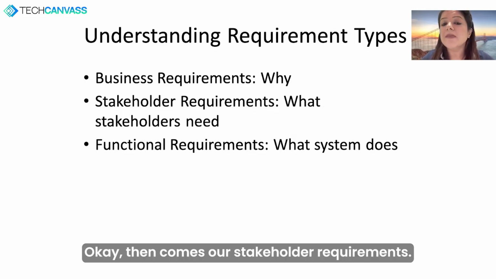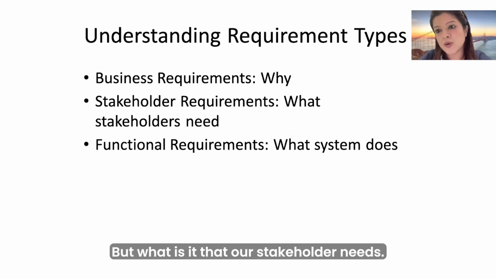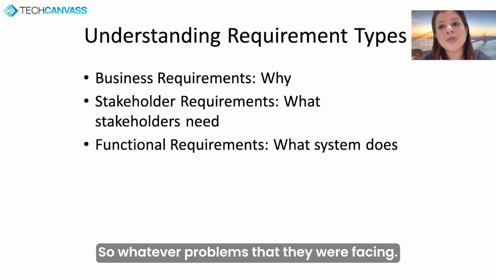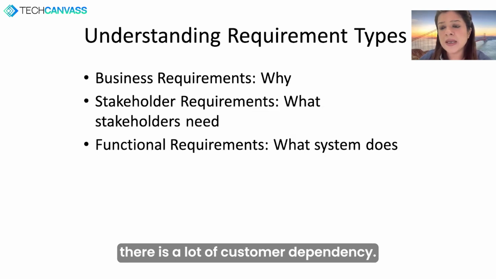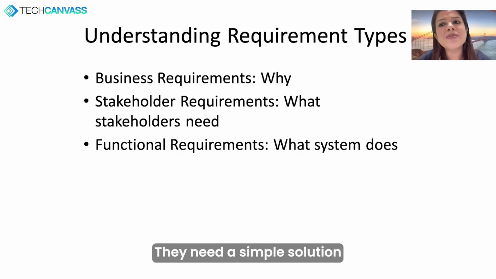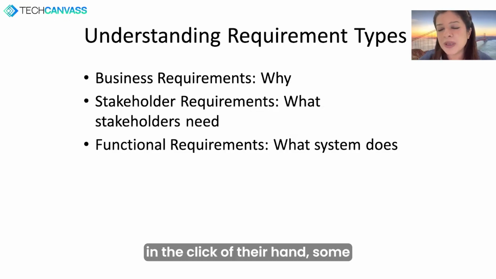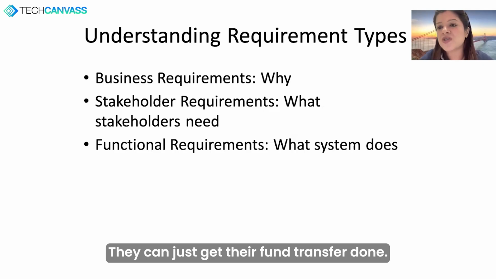We always keep our business requirements solution agnostic. Okay. Then comes our stakeholder requirements. So basically, the stakeholder requirements are nothing but what it is that our stakeholder needs. So whatever problems they were facing, these might be just two of them that we have mentioned, that yes, there is a lot of customer dependency on the bank branch, that they have to visit it. So what they needed is a simple solution that can solve their problem in the click of their hand.